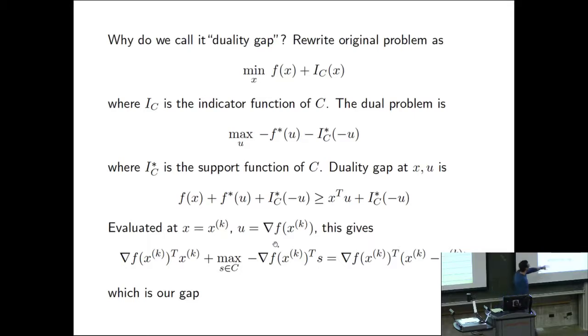Okay, so x transpose u becomes this, and the support function, which is defined as the maximum over the set C of its argument transpose a point in the set C. But the argument is minus u, so it's minus the gradient. This is achieved by s_k. So this becomes gradient of f of x transpose x plus or minus the gradient of f of x transpose s. So it's exactly this quantity you saw previously.